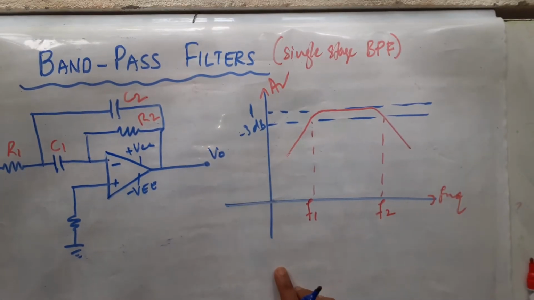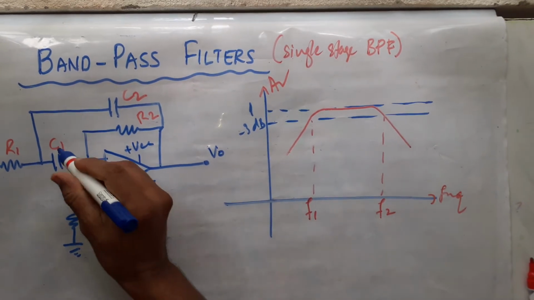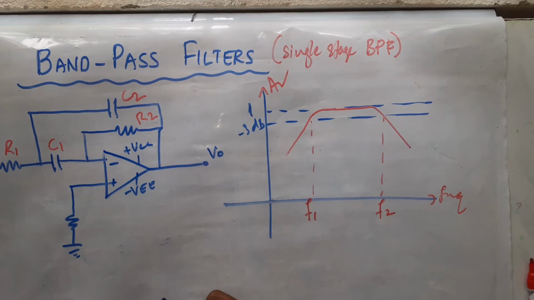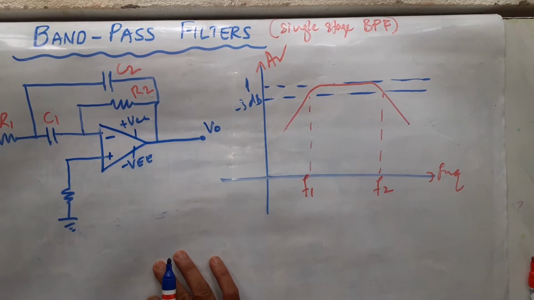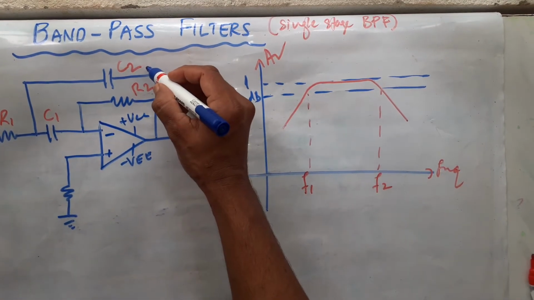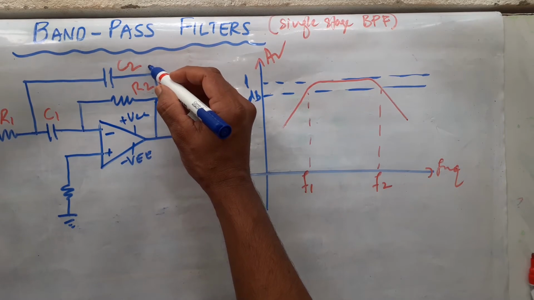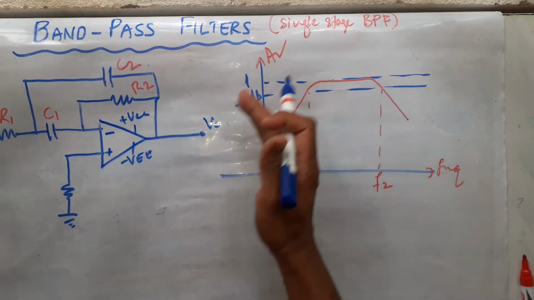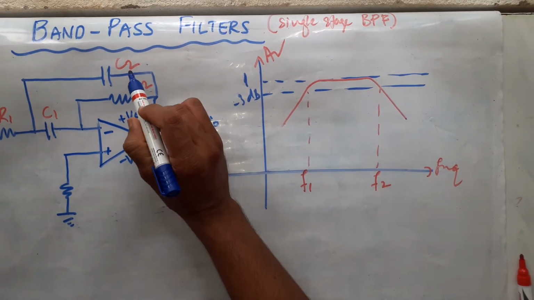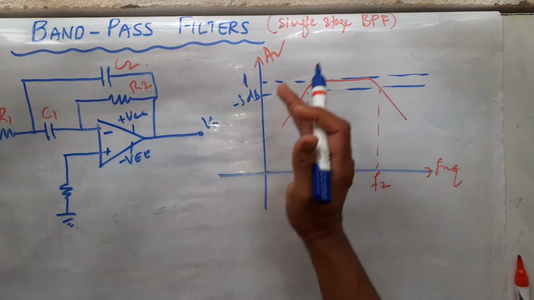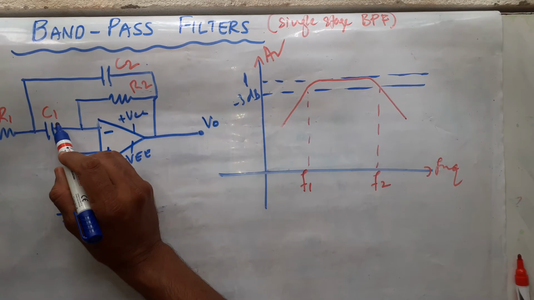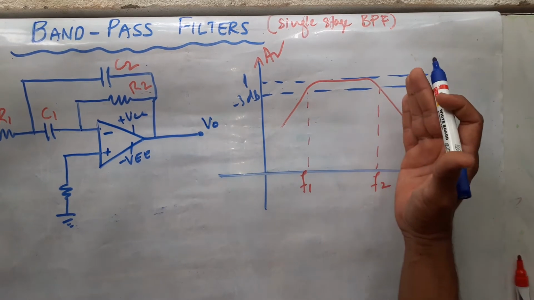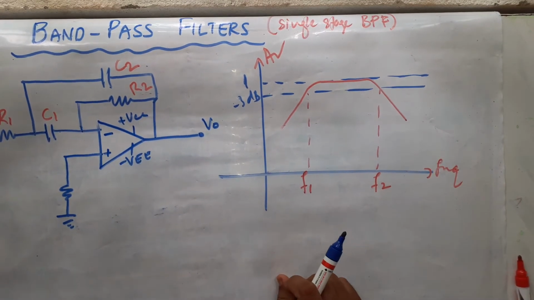Now here we have two capacitors C1 and C2. How to choose this C1 and C2? The capacitances C1 and C2 are chosen in such a way that XC2, that is capacitive reactance of C2, is large enough to be neglected at lower frequency, means before F1. And XC1, capacitive reactance of C1, should be small enough to be neglected at higher frequency, means after F2. That is how they should be chosen.